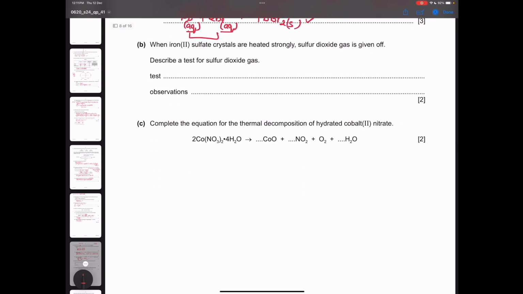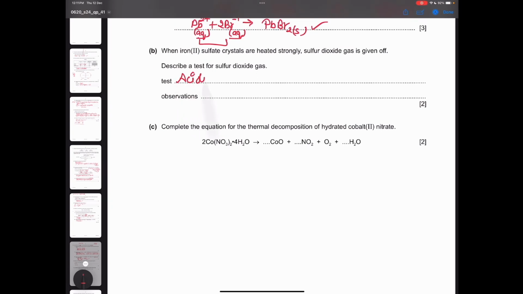When iron sulfate crystals are heated strongly, sulfur dioxide gas is given off. Describe a test for sulfur dioxide gas. A test for sulfur dioxide gas is using acidified aqueous potassium manganate, and the oxidation state of it is 7. Observation: it changes from purple to colorless.